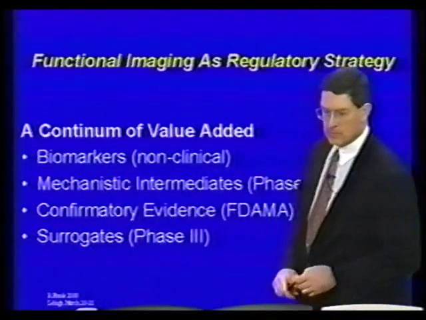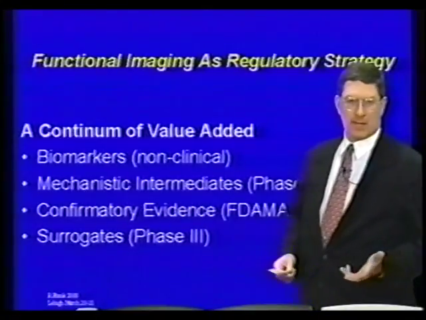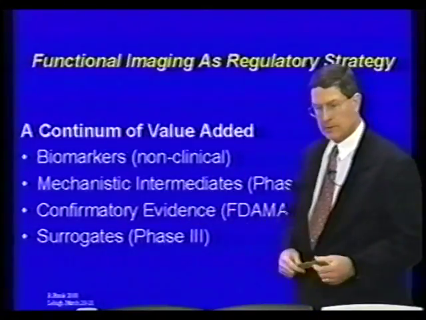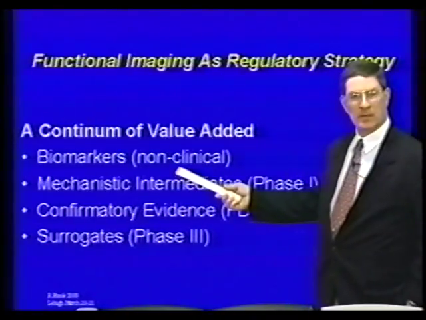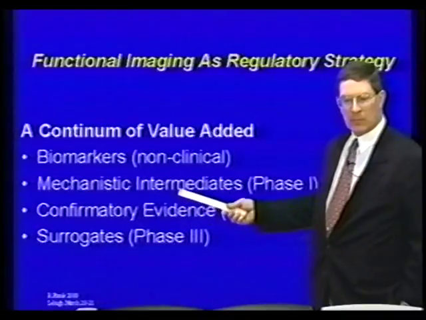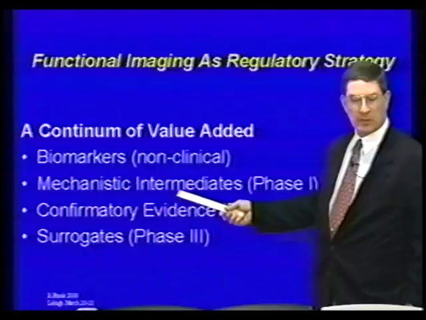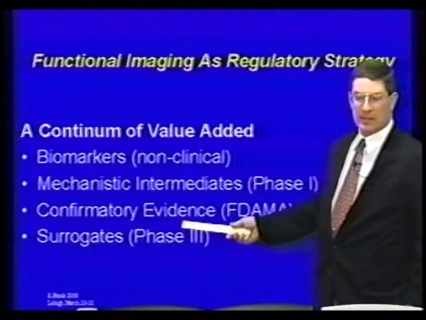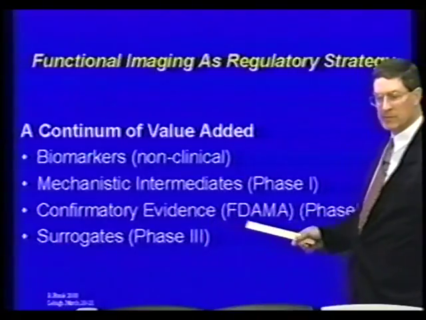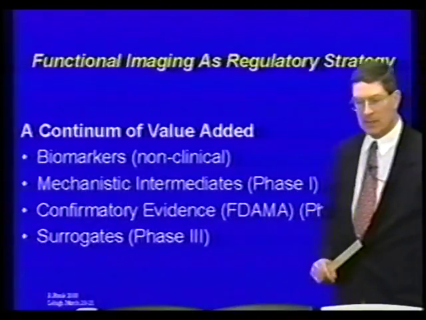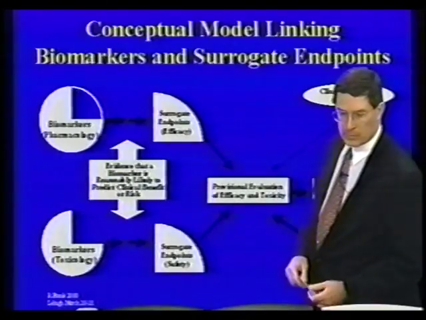I would like to portray the use of these endpoints or biomarkers as having value across the drug development process, so that in the non-clinical phases we might characterize this as a biomarker. When we come into phase 1 clinical trials, it might confirm the mechanism of action or even establish a dose range. In phase 3, it may satisfy the criteria for confirmatory evidence and allow a single phase 3 study for approval, and then finally the highest level, a surrogate endpoint.